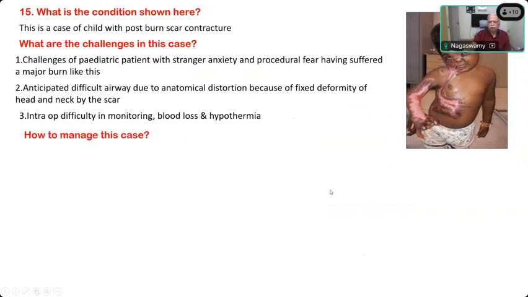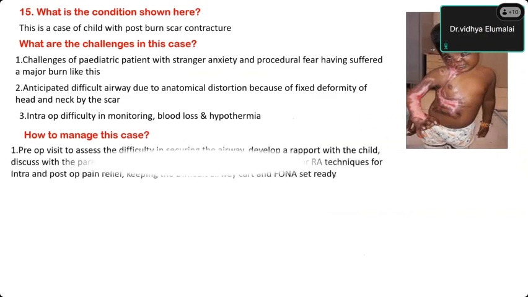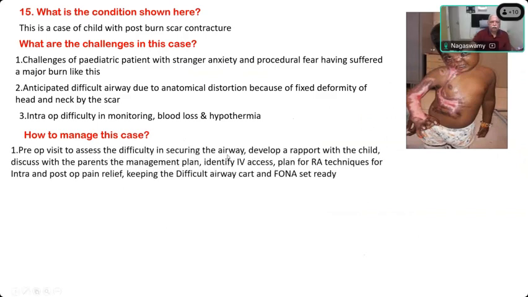So how do you manage this case? These are the common challenges which you can think of. What are the things you have to plan? TIVA with tumescent anesthesia, or the main problem is the airway, isn't it? Awake, anticipated difficult airway. So how are you going to secure the airway? That is the foremost thing that you have to say. So awake fiberoptic intubation. The prerequisite is to assess the difficulty in securing the airway, because it looks like a little grown-up child.